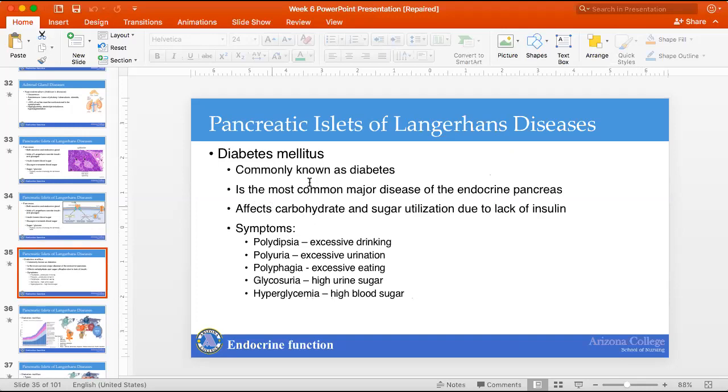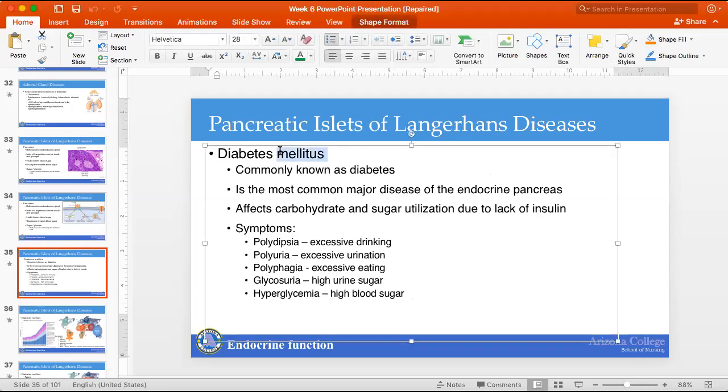Diabetes mellitus, commonly known as just diabetes. This is different from diabetes insipidus, which has to do with a decrease in the antidiuretic hormone, so there's too much fluid being lost. This is the most common major disease of the endocrine pancreas. It affects carbohydrate and sugar utilization due to lack of insulin.